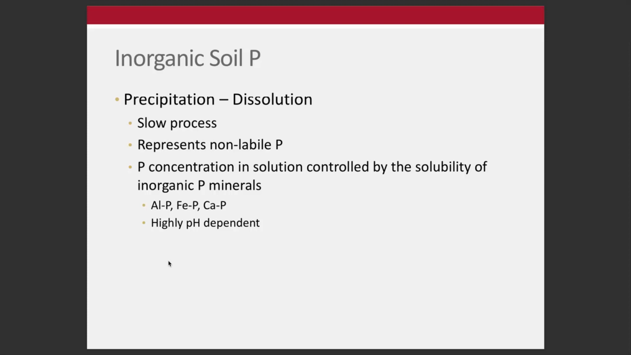Okay, so precipitation and dissolution is another type of reaction. This is typically a slower process, and when we talk about precipitation, it's really moving that phosphorus out of solution and making it not available. Again, this reaction is highly pH dependent. When it's acidic, we'll get more aluminum and iron phosphates, and when it's more basic, we'll get calcium phosphates. Okay.